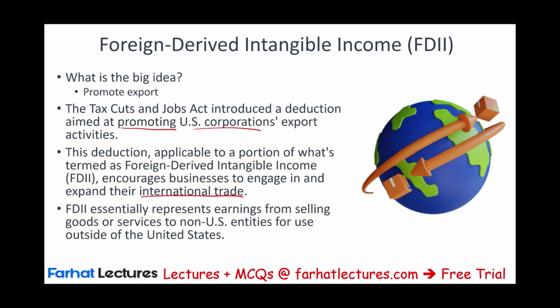So FDII essentially represents earnings from selling goods or services to non-U.S. entities for use outside the U.S. So you have to do what? You have to sell goods to someone outside the U.S., and it cannot be a U.S. entity. To do what? To encourage U.S. export. So in this session, we will look a little bit more in detail at what this foreign-derived intangible income entails. Let's go ahead and get started.